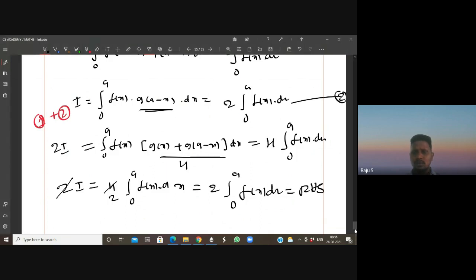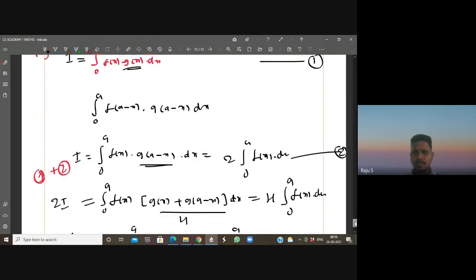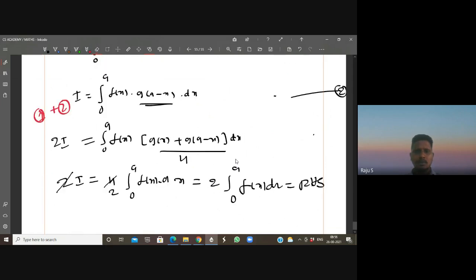Got it? Here there is no need to take the right side value, because we have to prove it. I apply the property and add both the values. Hence we proved. This is RHS. I'm taking LHS and we got the RHS. Hence proved.